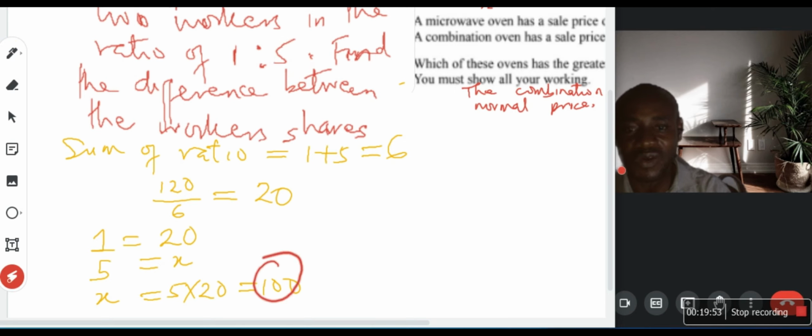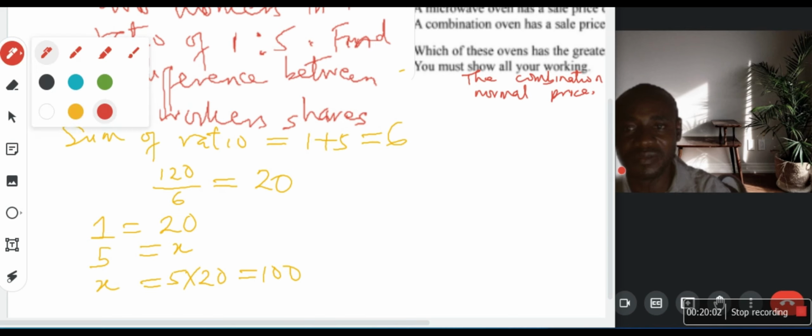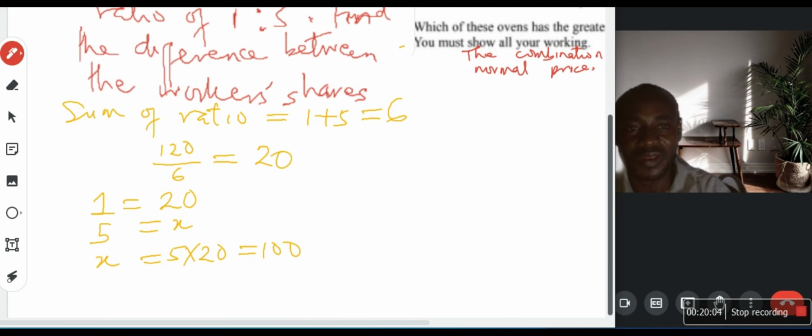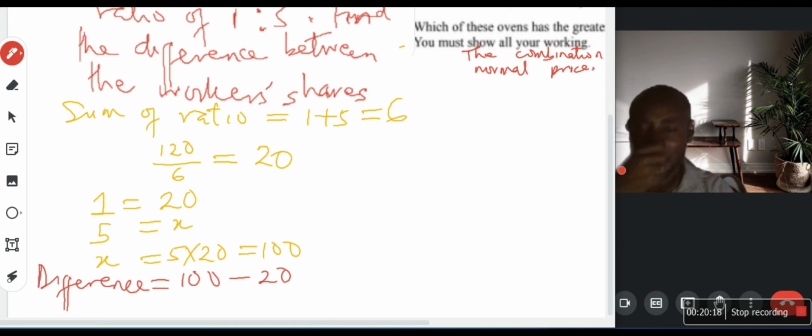is 100. So it says the difference between the 2 workers' shares. The difference will be what one got, 100, minus what the other one got, 20. So the difference will be 100 minus 20. All right.